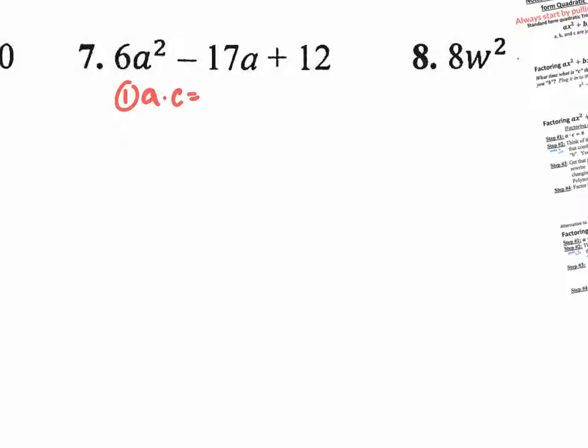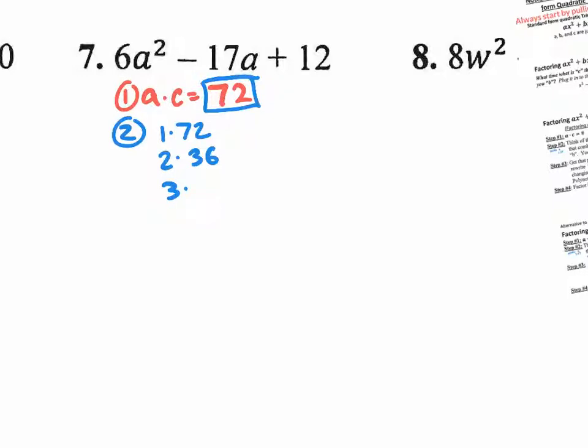6 times 12. What's 6 times 12? 70. No, I don't know. 72. Yeah, that's close. Now, step 2, I just wrote down, make a list for step 2. Let's make a list of the multiples of 72. So 1 times 72. 2 times what's half of 72? That's 36. 3 times something gives us 72.